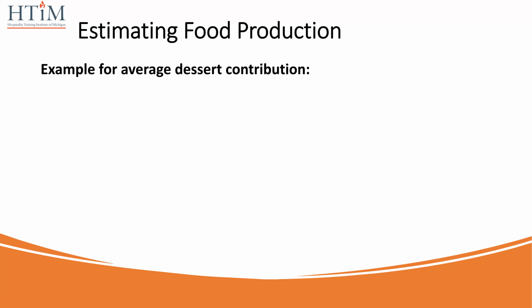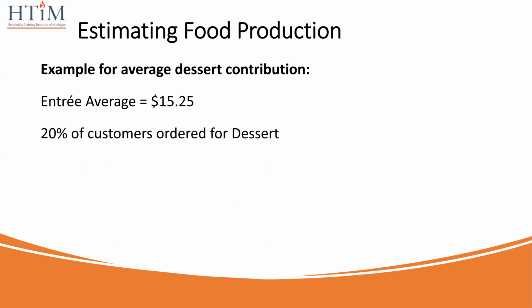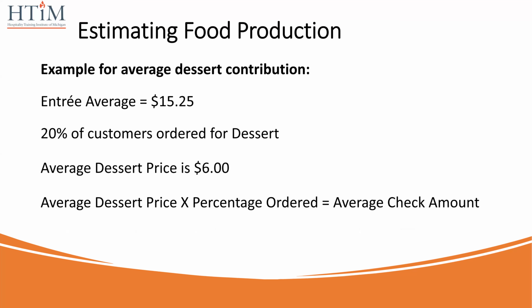Same thing for the dessert. Not everybody orders it. We're going to make it really easy. If our entree average is $15.25, again, only 20% of customers order the dessert. Average price of the dessert is a little bit different. It's $6. So the formula is average price times percentage ordered is the average amount checked. So that comes out to $1.20.